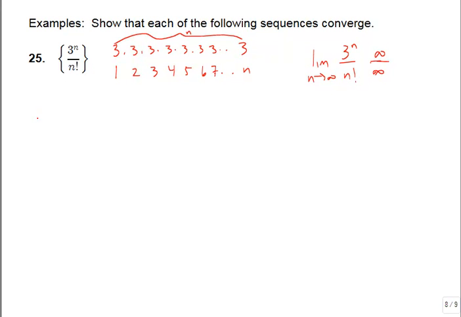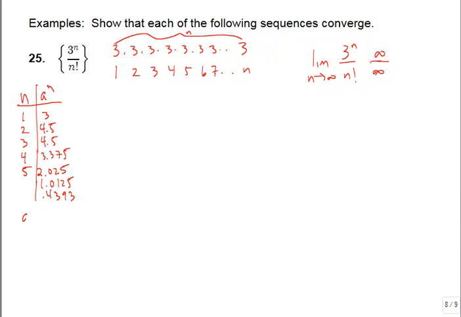So first of all, we know from our chart that when n was 1, we had 3. When n was 2, we had 4.5. When n was 3, we had 4.5. When n was 4, we had 3.375. When n was 5, it was like 2.025, and then 1.0125, and so forth. So what this showed us was that we were decreasing. And we could even say monotonically decreasing after n equals 2.